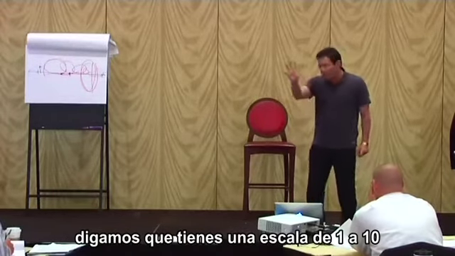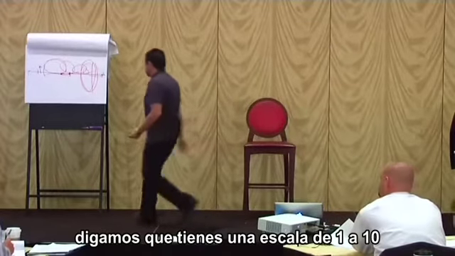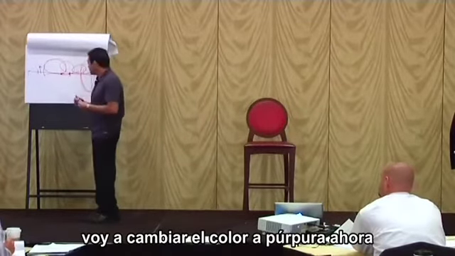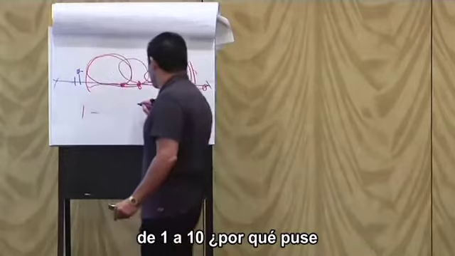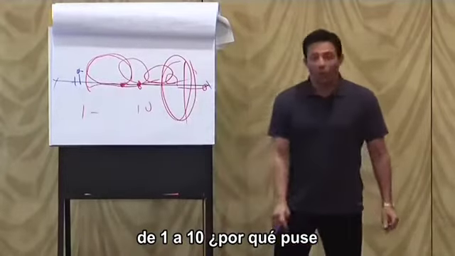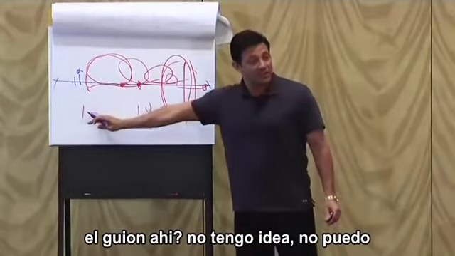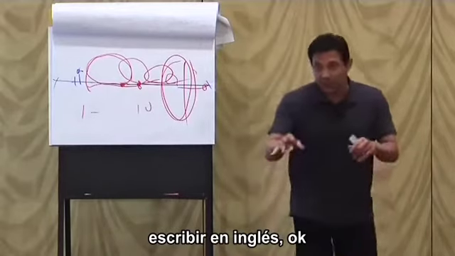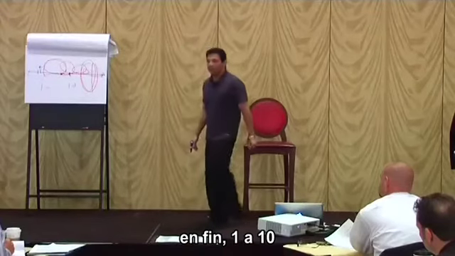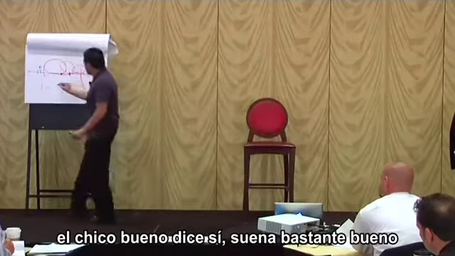He's at a certain, let's say you have a scale of 1 to 10. I'll switch to purple now. Make this nice little rainbow. 1 to 10. Why I put the dash there? I have no idea. I can't write English, okay? I can type it, right? So anyway, 1 to 10. Okay, let's make little dots to fill it in.